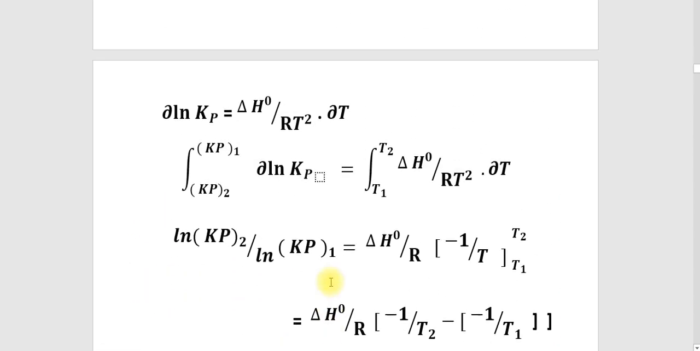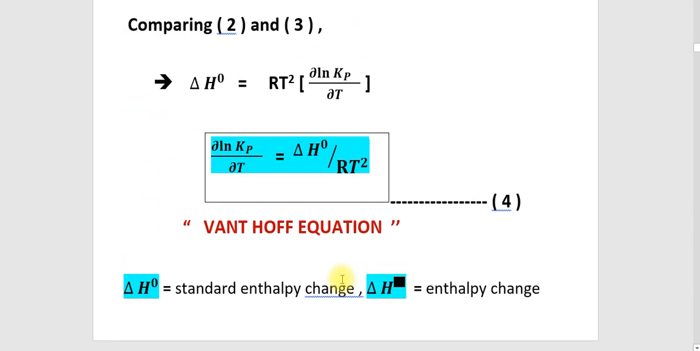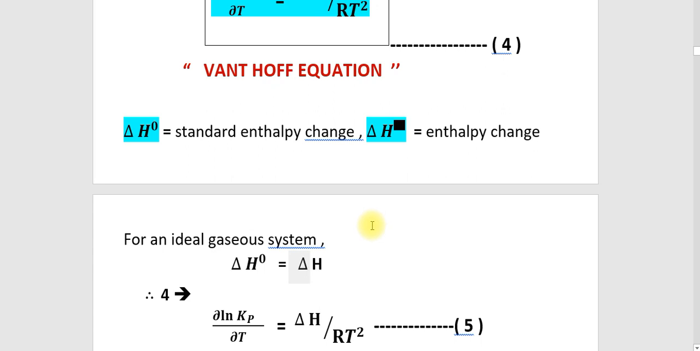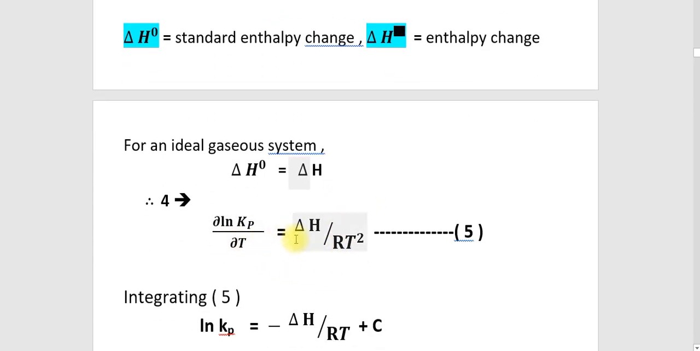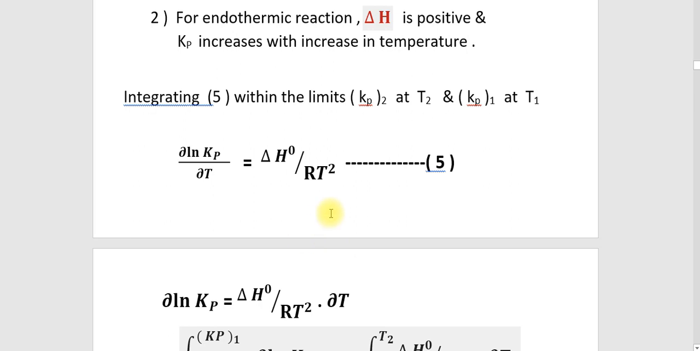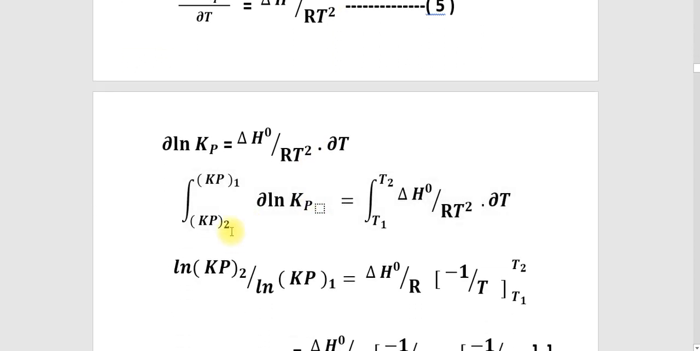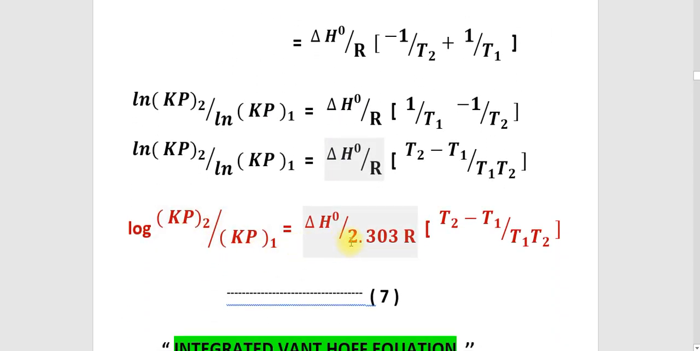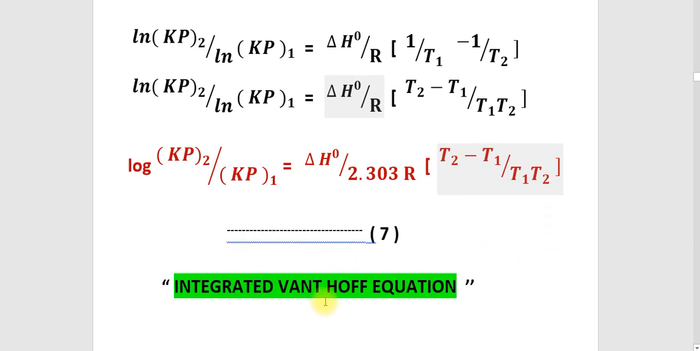Let us quickly recap how this came about. We discussed the van't Hoff equation and understood how it is obtained. In the van't Hoff equation, the standard enthalpy change is simply denoted as delta H. So the equation is ∂ln Kp by ∂T equal to ΔH by RT square. Then I apply the limits T1 and T2. At T1 the equilibrium constant will be Kp1, at T2 the equilibrium constant in terms of partial pressure will be Kp2. Applying those limits and integrating, the solution will be log Kp2 by Kp1 is equal to ΔH0 by 2.303 R into T2 minus T1 divided by T1 T2, which is called the integrated van't Hoff equation.